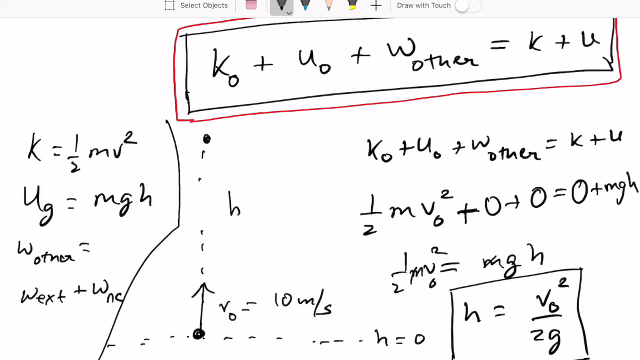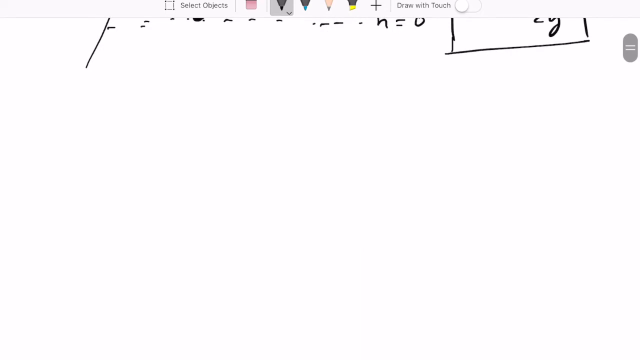Okay, now let's try the second part. What maximum height would the object reach if the average force of air resistance was 5 newtons? When it says average force of air resistance, it's asking us to just pretend that the air resistance force is constant, which it really isn't. But for the purpose of this problem, we'll just assume that the air resistance force is constant and it's 5 newtons. So what maximum height would the ball reach if there was an air resistance force acting on the ball? Okay, so this is the second part.